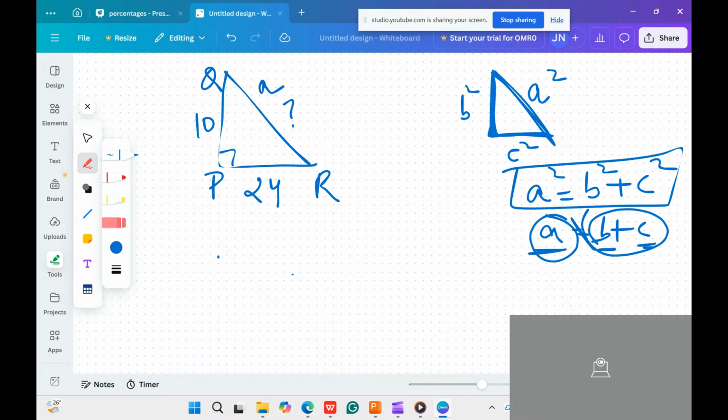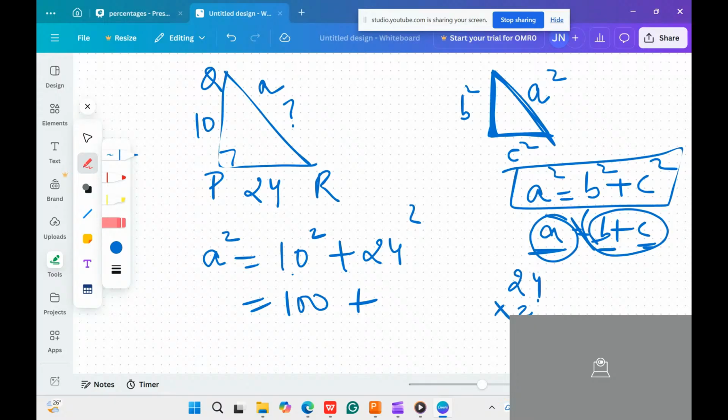So we can say that A square is equal to 10 square plus 24 square. So it is 100 plus how much is 24 square? You know how to calculate? The square of a number, multiply it with itself.